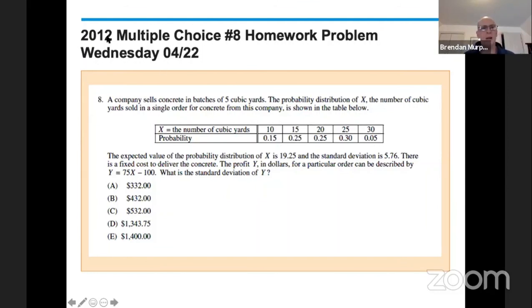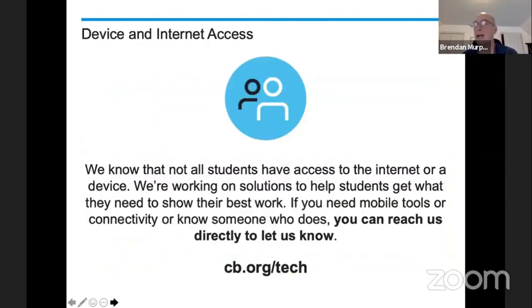So here's tonight's homework. It's from the 2012 exam, and we're doing some sort of a transformation here, and we want to know what happens to the standard deviation. So Luke will do a great job with that tomorrow. So let's just wind down for today.